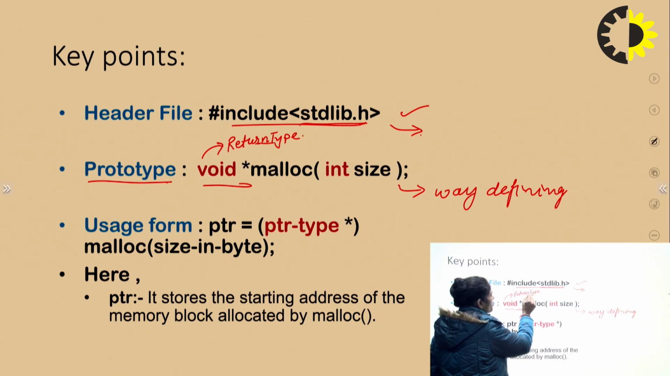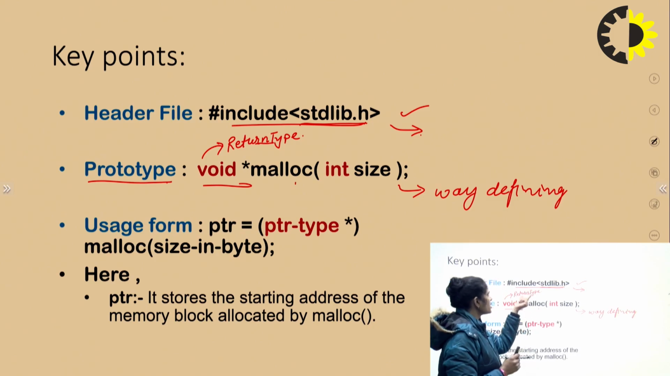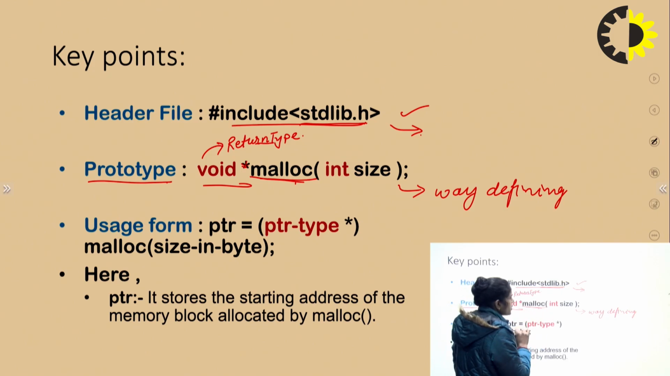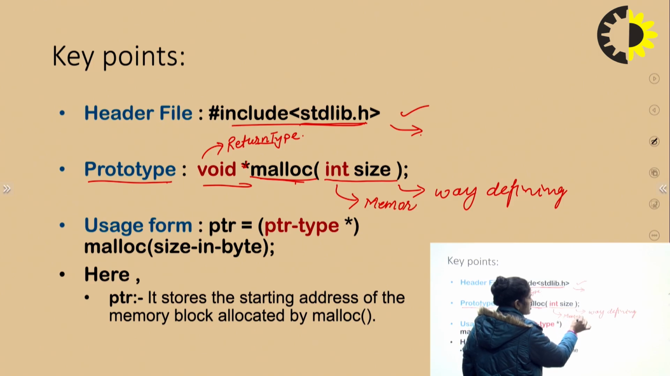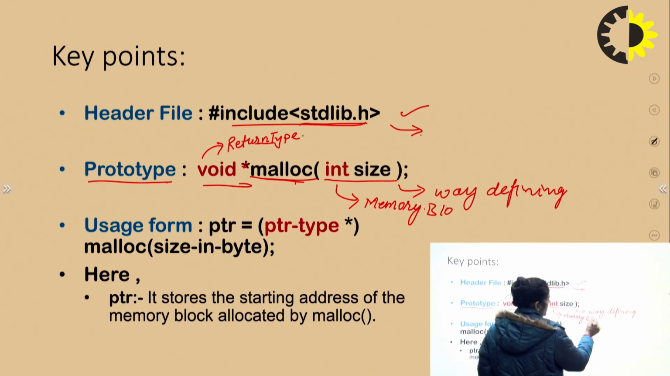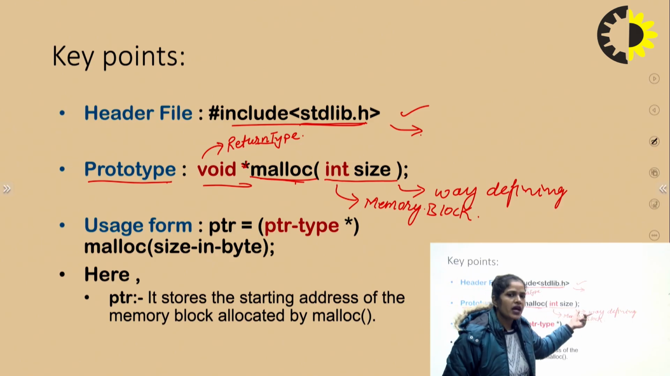The return type is void. Whenever you are using a malloc function, it initially has the return type void. Next is the star, that is a typecasting, and malloc is the function name that will be used in the C language. And next is int size. Size tells the actual memory block, or you can say the number of blocks that will be assigned through this function, right? So this particular statement is followed whenever we are implementing the malloc function.